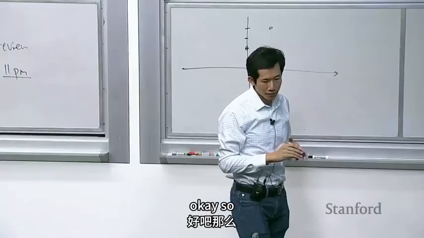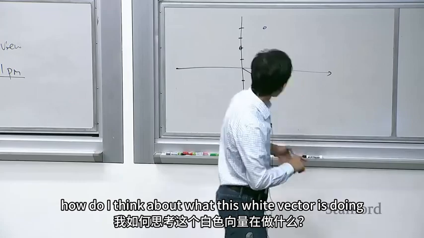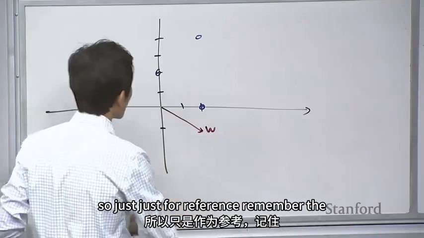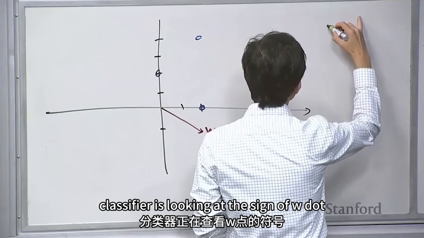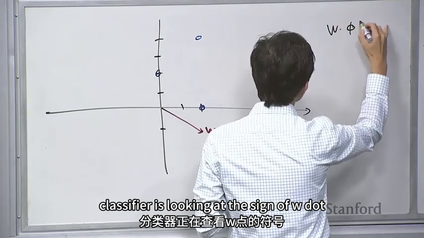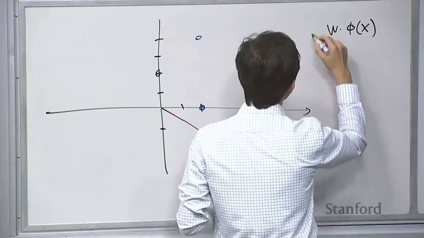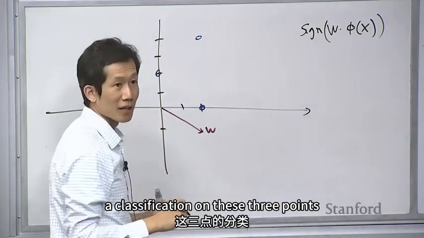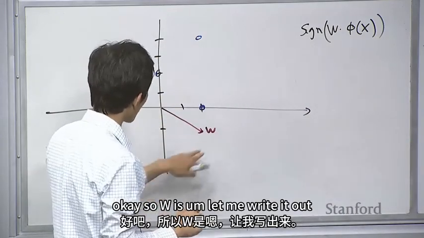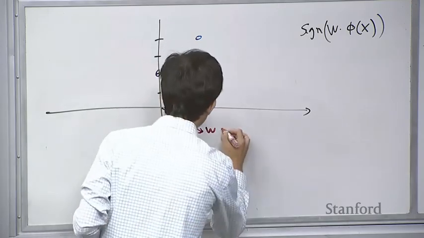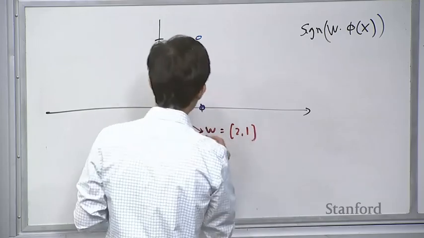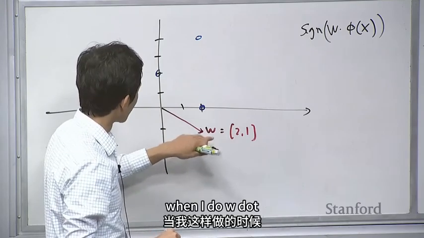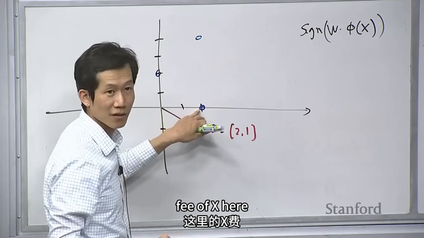Okay, so how do I think about what this weight vector is doing? Just for reference, remember the classifier is looking at the sign of w dot phi of x. Okay, so let's try to do classification on these 3 points. So w is, let me write it out formally, [2, -1], and this is [0, 2]. So what's the score when I do w dot phi of x here?